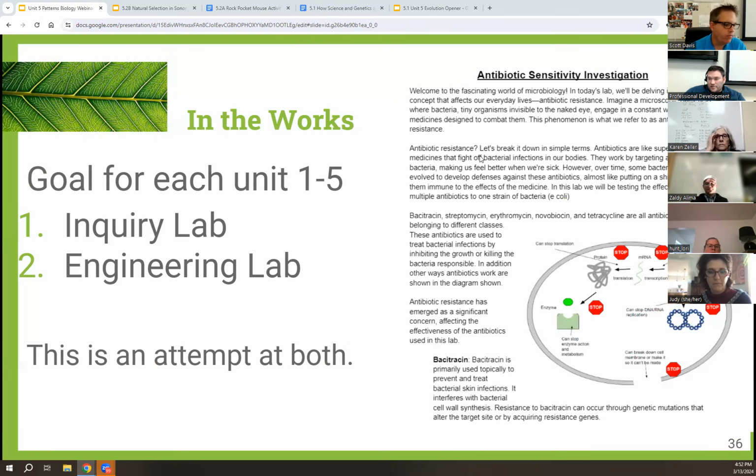This is what's in the works. So this is my big project of the year, and I'm doing a couple of these. My goal for all of these units is to have an inquiry lab and an engineering lab for every single unit. This particular unit and unit 4 are super difficult because of the constraints of trying to create DNA or genetic things or make things evolve.